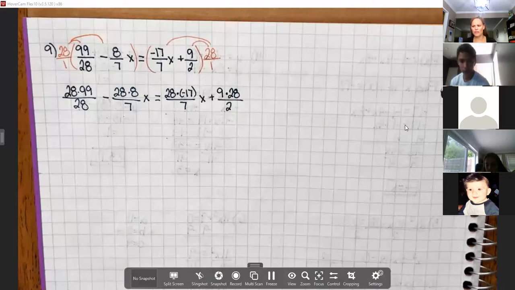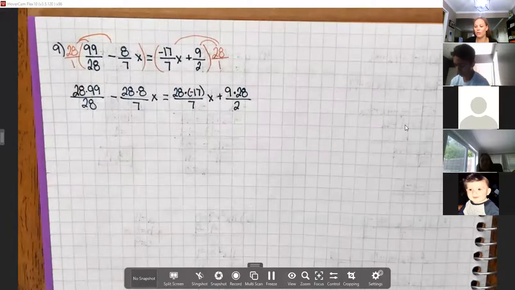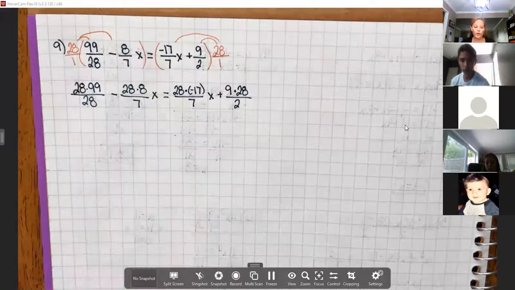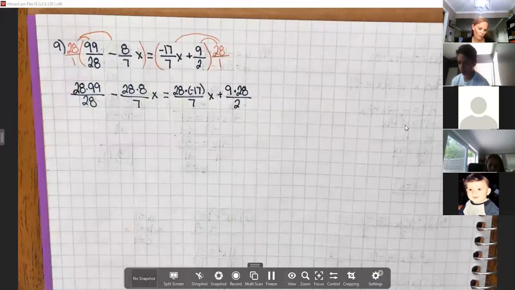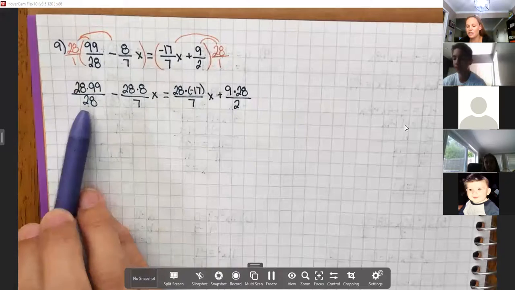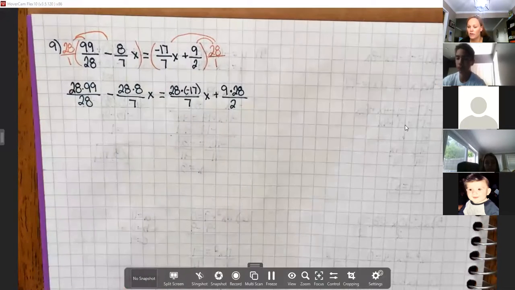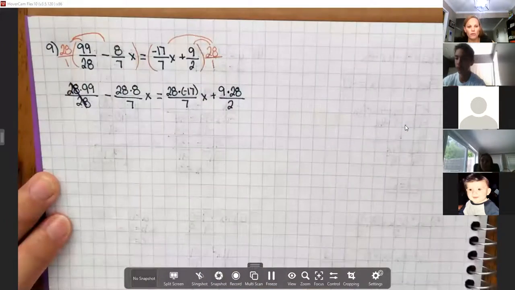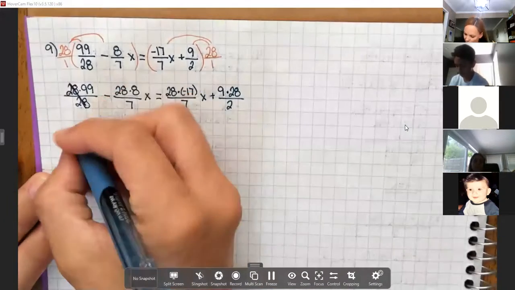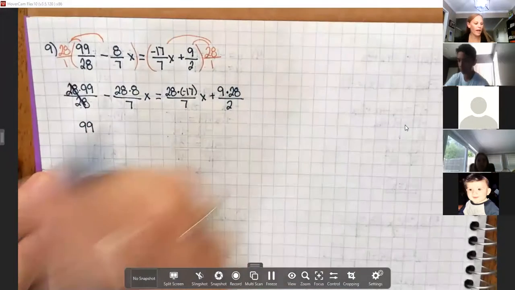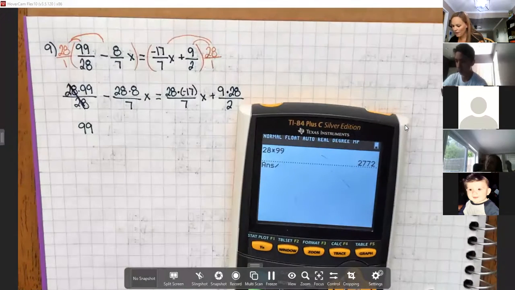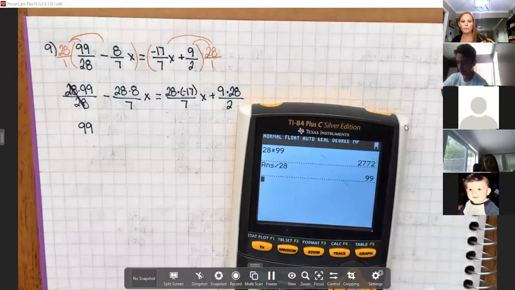So again, you might be thinking this is an extra step. What is she doing? I can just multiply those numbers together. You are more than welcome to just multiply 28 and 99, and 28 and 8, and then reduce them. The reason I like to do it this way is because I like to simplify first. So right here, 28 over 28, those just go away. That's a big 1. So this first part of our equation just becomes 99. Again, if you were using your calculator, you would have done 28 times 99, and then divided by 28, and you would just get back to 99.